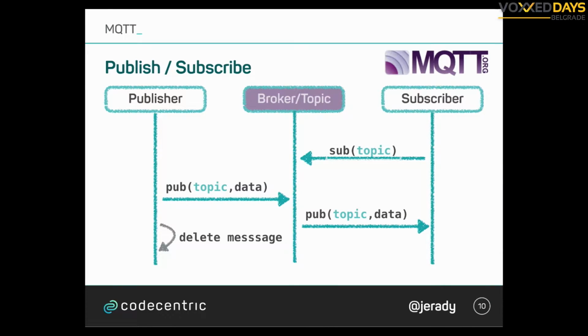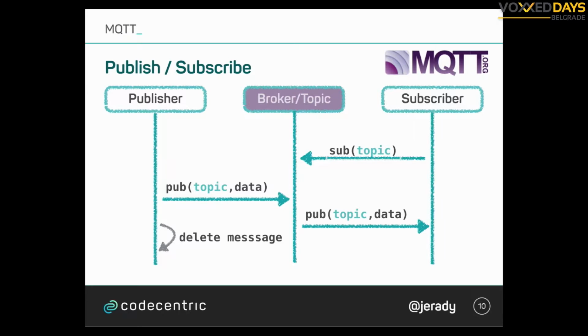MQTT is a publish-subscribe protocol. So what you need for this kind of pattern is a broker in the middle. It's a server, and the messages are transported and exchanged via so-called topics.